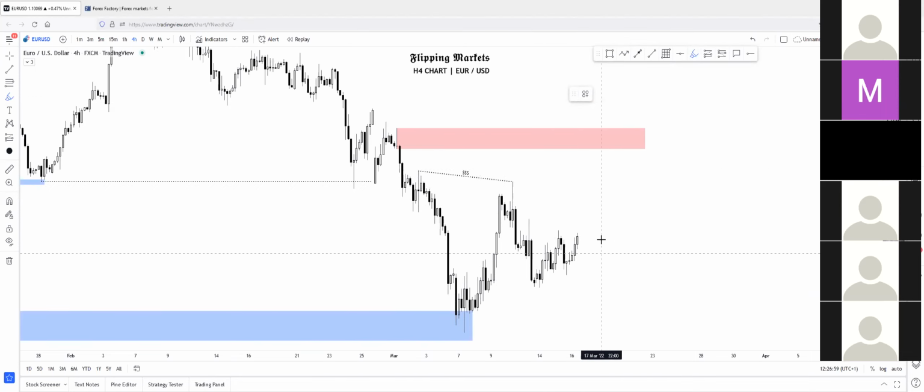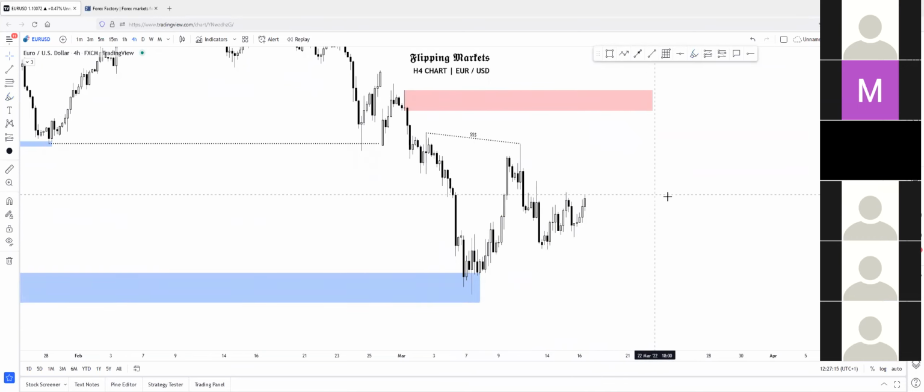Actually, where was I? We are waiting for a tap of this 4-hour supply zone on the higher time frame. So this is our directional bias. Our directional bias at this region is bullish, and we are waiting for a tap of this supply zone. This is our higher time frame plan for the upcoming weeks, for the upcoming days.